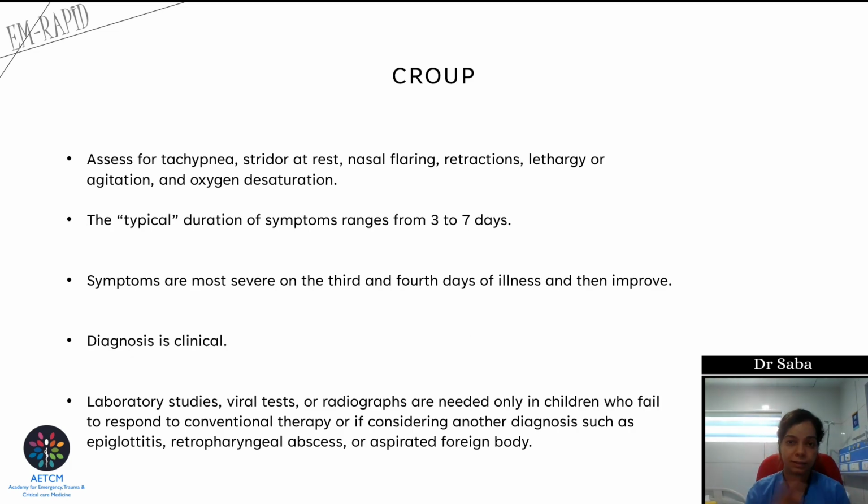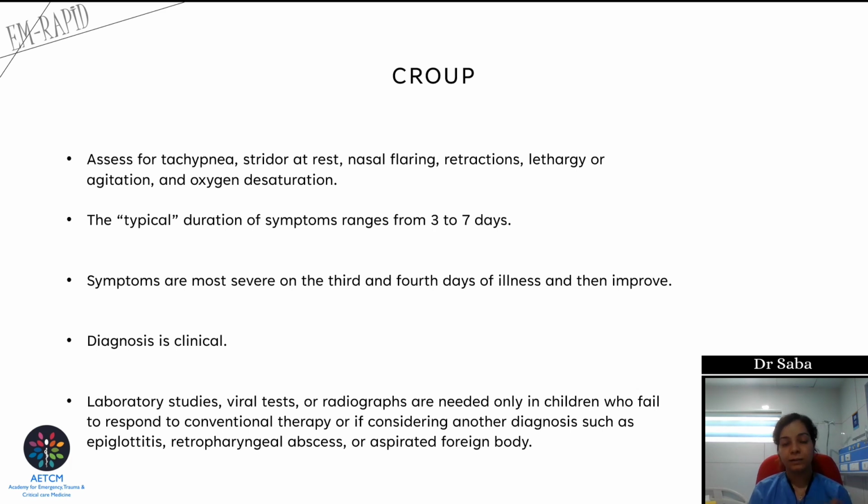This is just like any other child presenting to the ER with the whole pediatric assessment triangle. We assess for the respiratory aspect and look for features of any increased work of breathing, like tachypnea, any upper airway obstruction in the form of hoarseness of voice, stridor at rest, nasal flaring, subcostal and intercostal retractions, lethargic or agitated child, and if there is any level of oxygen desaturation.